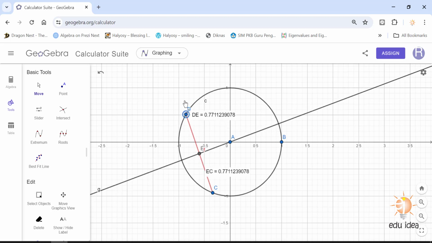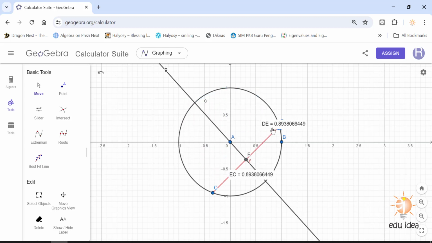So if I move it anywhere, it will always be the same. It means that the theory is that if I have a chord and then I make a perpendicular line from the center point to that chord, that is going to be bisecting this line into two equal parts. So it's going to be from here to here, the same length as from here to here. So DE is going to be equal to EC. Okay, so we're going to use this concept and then try to solve some questions.